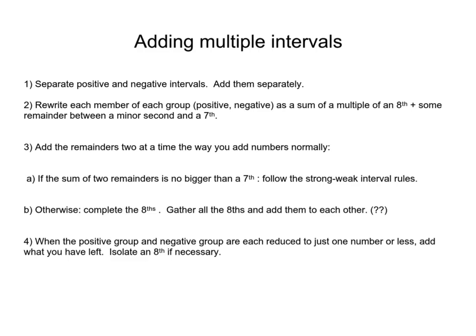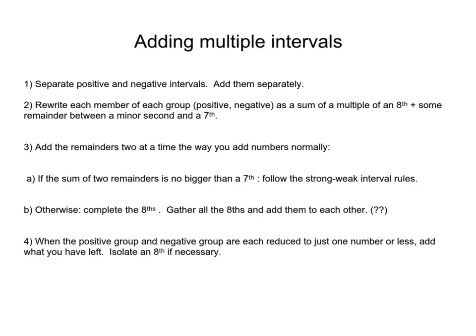Okay, here's how to do it. First, you're going to separate the positive and negative intervals, and we'll add them separately. Second, we rewrite each member of each group, positive and negative, as a sum of a multiple of an eighth plus some remainder between a minor second and a seventh, no smaller than a unison. Well, the unison is like 0 in our system. The remainder has to be strictly between a unison and an octave.